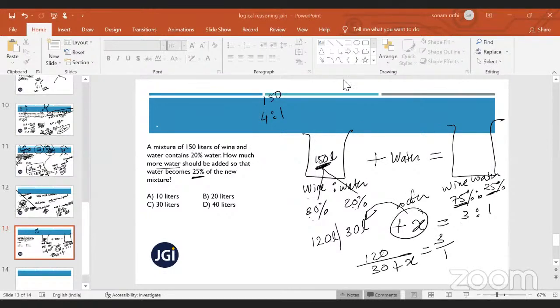Now the same question can be done with alligation. The same question I can do with an alligation diagram. Now pay attention carefully.